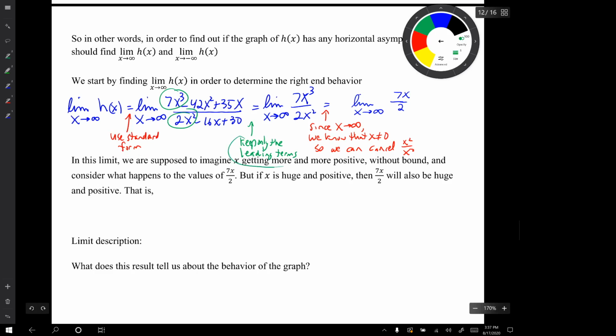We kept only the leading terms to make a simpler limit expression. And then we were able to cancel x squared over x squared because we knew that x was not equal to 0. We explained why that was true. Now, finally, we arrive at this limit. In this limit, we're supposed to imagine x getting more and more positive without bound, and we're supposed to consider what happens to the values of the ratio, 7x over 2. But if x is huge and positive, then 7x over 2 will also be huge and positive.